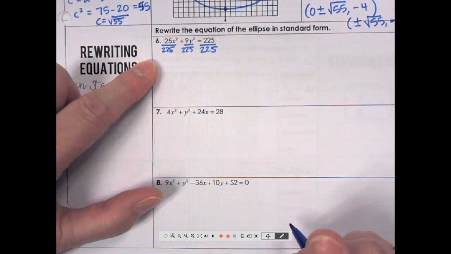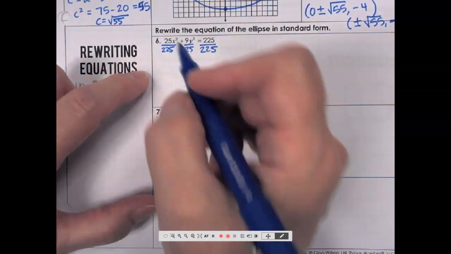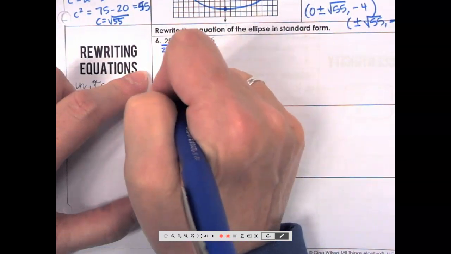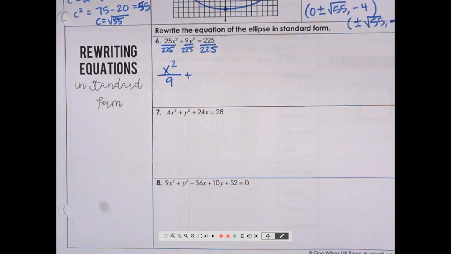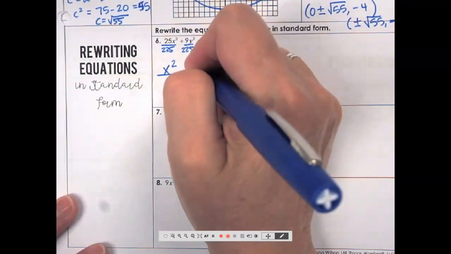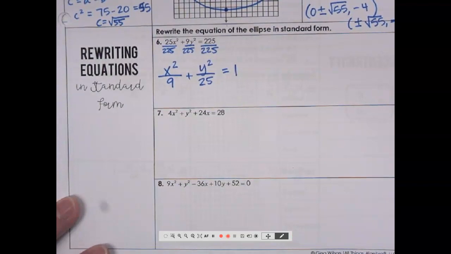Matthew, you got it? 1 over 9? Yep. That becomes x squared over 9. Okay. What does 9 over 225 reduce to? Y squared over 25 equals 1. That is in standard form. We're done.